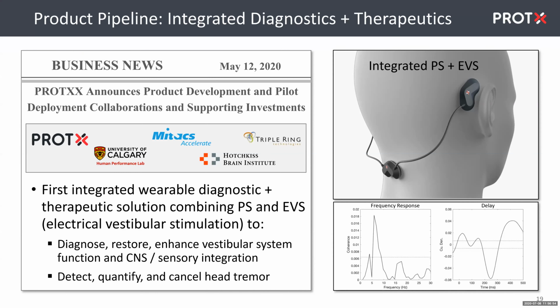We're working with the University of Calgary Performance Lab to integrate both diagnostic and therapeutic capabilities into the Protxx wearable device by combining the precision motion analysis of head tremors in Parkinson's and dystonia patients with the generation of an offsetting head motion via electrical vestibular stimulation, which would allow the new integrated device to reduce and cancel out pathological head tremors.